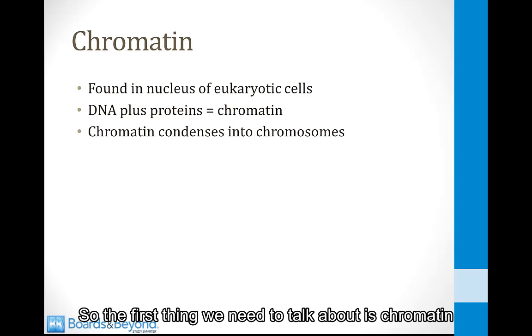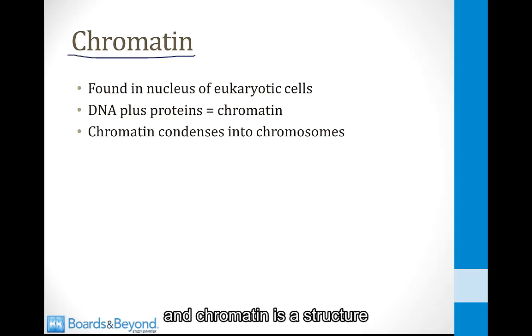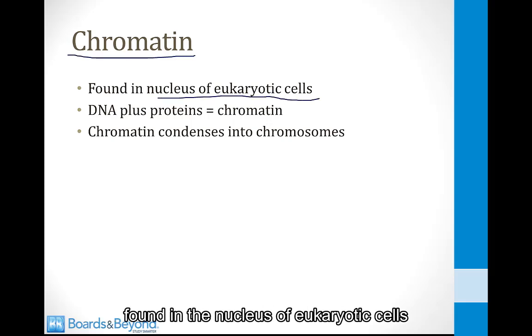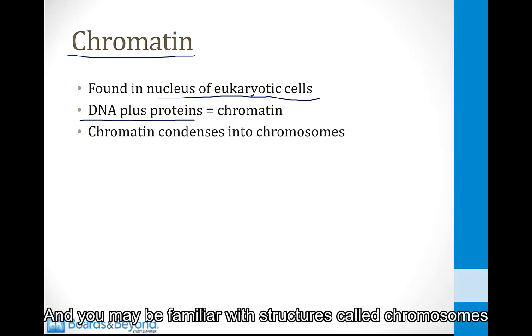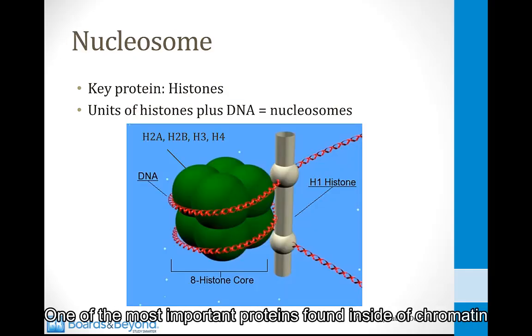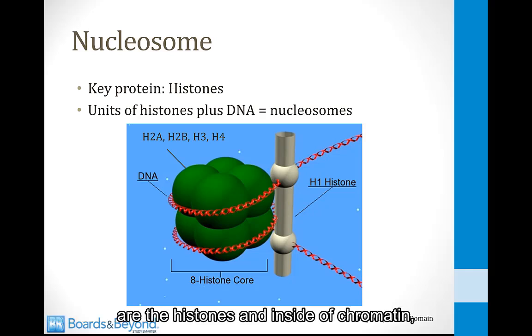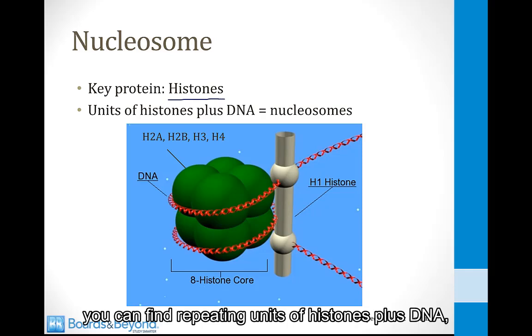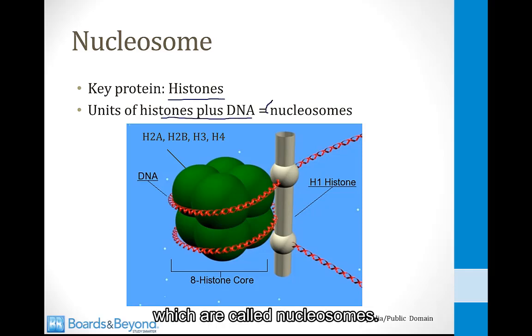So the first thing we need to talk about is chromatin. Chromatin is a structure found in the nucleus of eukaryotic cells, and chromatin consists of DNA plus proteins. You may be familiar with structures called chromosomes, and chromosomes are units of condensed chromatin. One of the most important proteins found inside of chromatin are the histones, and inside of chromatin you can find repeating units of histones plus DNA, which are called nucleosomes.